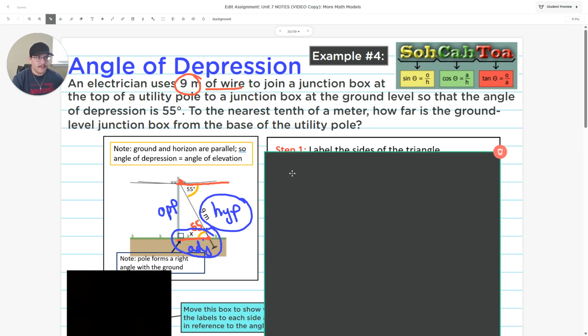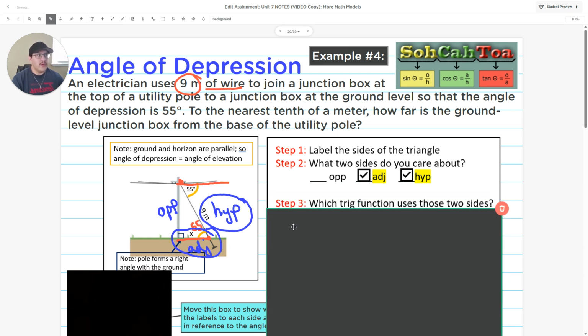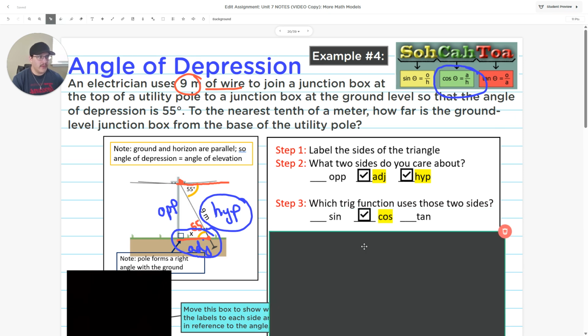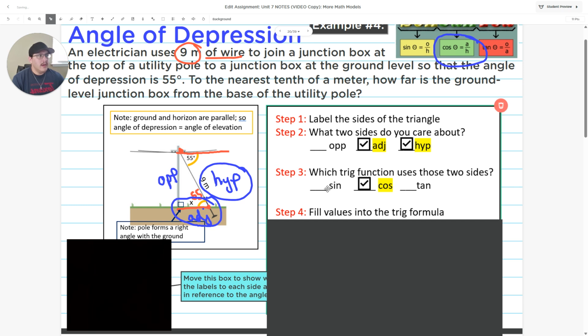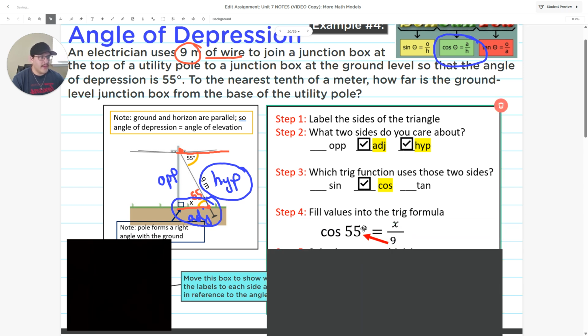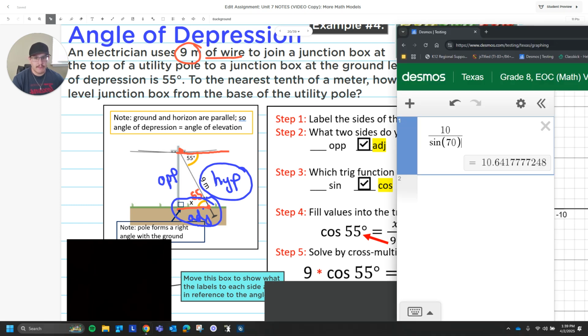So to reiterate, what two sides do we care about? Adjacent and hypotenuse. Step 3, which trig function uses those two sides, sine, cosine, or tangent? The only one that makes sense is cosine. So cosine is what we're going to use for this problem. Fill in the values. Cosine of angle 55 is equal to x divided by 9. Cross multiply, we get 9 times the cosine of 55. Plug that into our calculator.